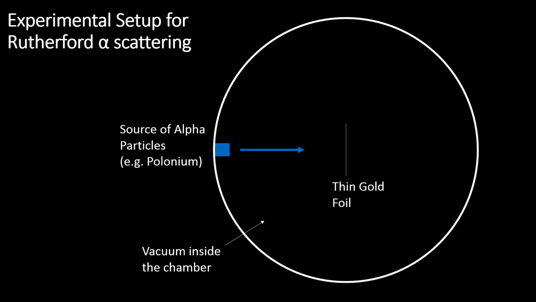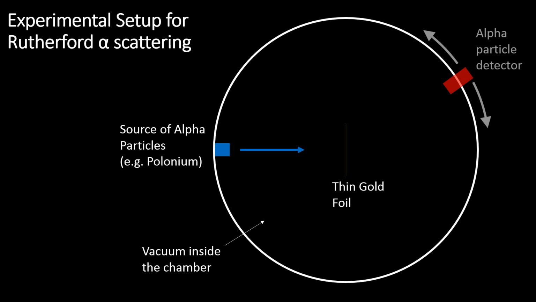particles. Now, at this point in history, scientists didn't know about neutrons and protons, so all they knew was the alpha particles were positively charged and a fairly reasonably large mass compared to something like an electron. And an example of an alpha source you could use here would be something like polonium.